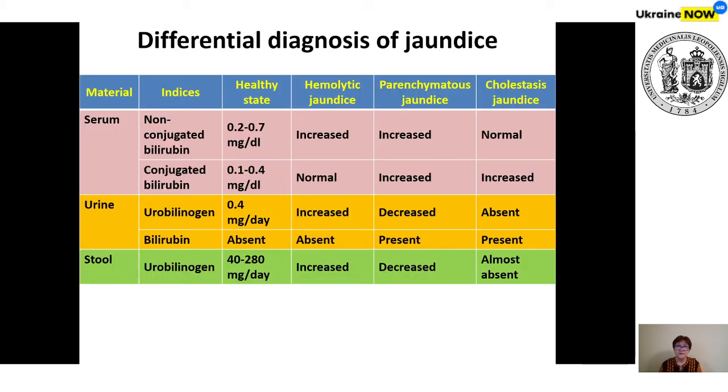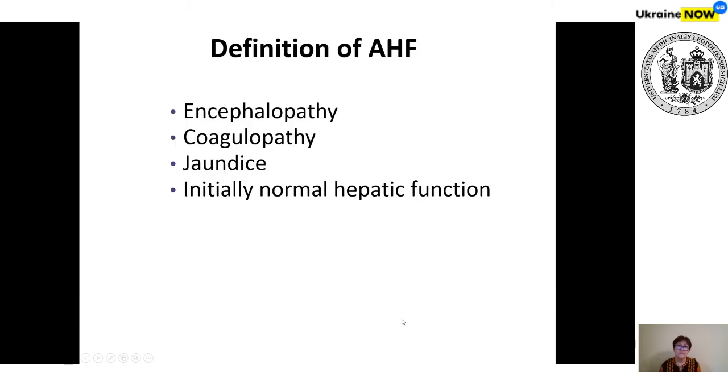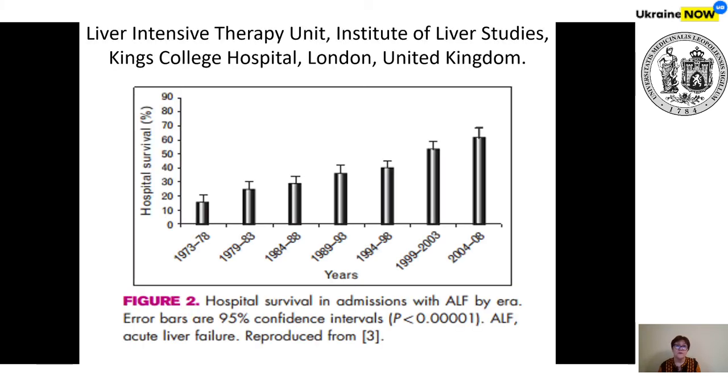This is a differential diagnosis between hemolytic jaundice, parenchymatous jaundice, and cholestatic jaundice. So, the definition of acute hepatic failure. What you need to make the diagnosis of acute liver failure: encephalopathy, coagulopathy, jaundice, and initially normal hepatic function.